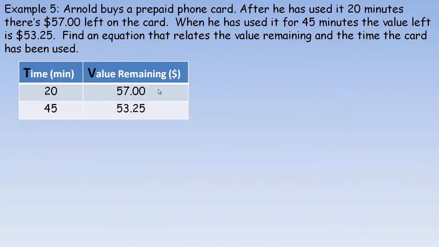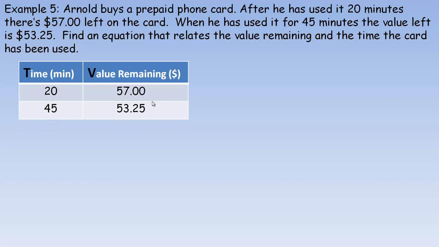In example number 5, we're told that Arnold buys a prepaid phone card, and after he's used it for 20 minutes, there's $57 left on the card. And after you use it for 45 minutes, the value is down to $53.25. So we're asked to find an equation that relates the value remaining and the time the card has been used. So I made a little table here, time, so this is the amount of time it's been used, and the value that goes with each one.